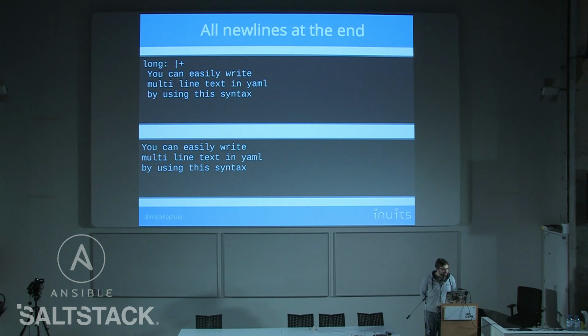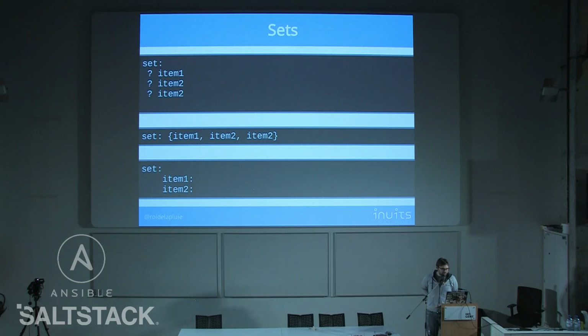We are not done yet. 18 slides. Oh yeah, you have sets in YAML. So it means that if you have a duplicate element, then it will not be duplicated in the output. The issue is that then you cannot have values, so it is just a map with empty values.